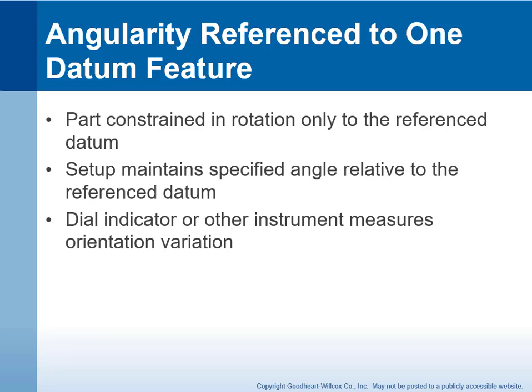Here's angularity referenced to one datum feature. The part's constrained in rotation only to the reference datum. The setup remains at the specified angle relative to the reference datum, and the dial indicator or other measurement device is used to measure that surface orientation. Here's the example.